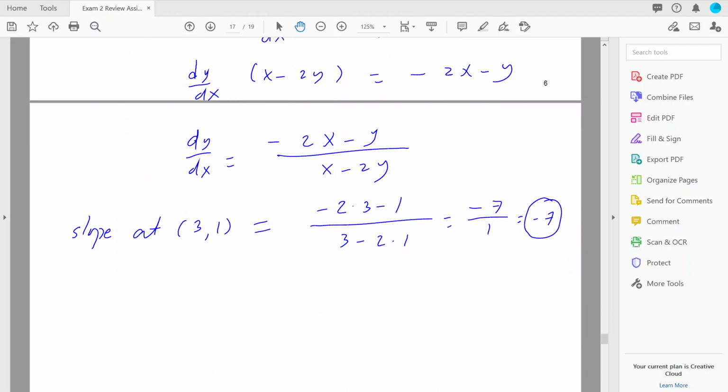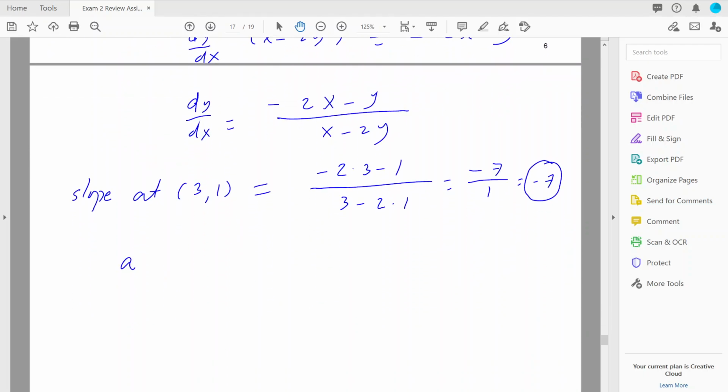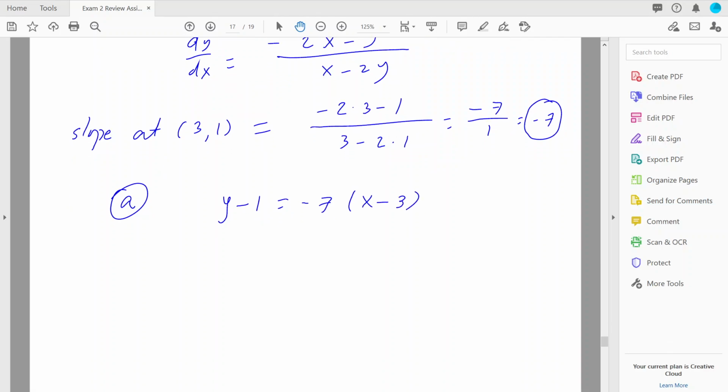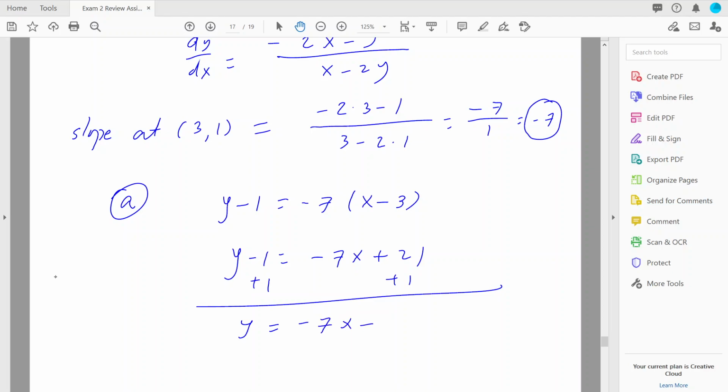So now for part A, for the equation of tangent line, it's y minus y1, which is 1, equals slope, which is negative 7, times x minus x1, which is 3. So that is y minus 1 equal negative 7x plus 21. So after adding 1, y is negative 7x plus 22. So that's the equation of tangent line at 3, 1.